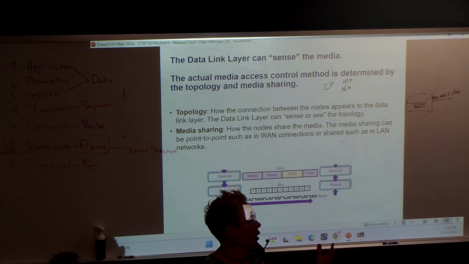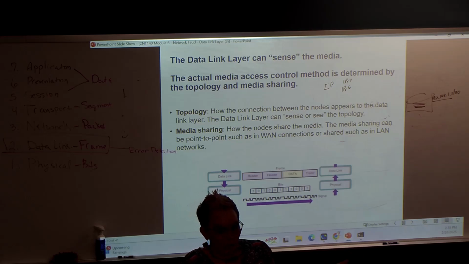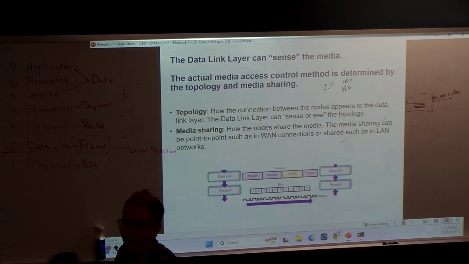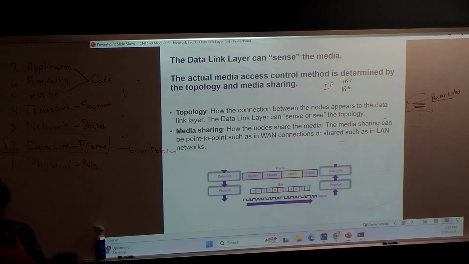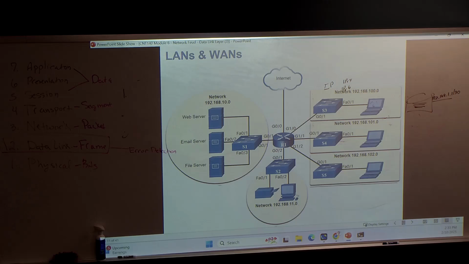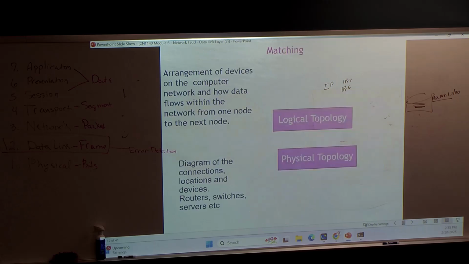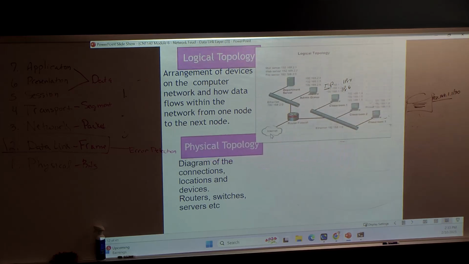The MAC address isn't important because it doesn't need that. It's like, well, there's only one way to send traffic. There's only one way to receive traffic, right? So the media access control in the data link layer can sense the topology. This is what we were looking at earlier when we were talking about our LANs and WANs. Let's see, I want to look at a couple of other things here.